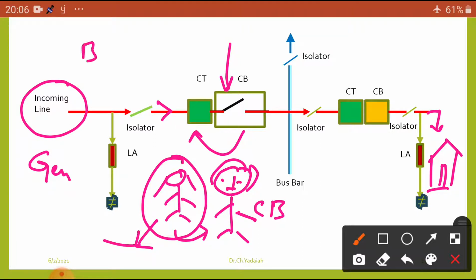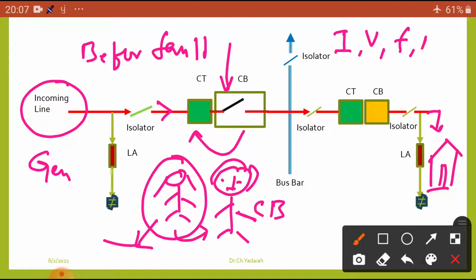Before a fault, what are our electrical characteristics? Dear students, what are the electrical characteristics? I want to know. Will you tell it? Yes. The electrical characteristics are, for example, current, voltage, frequency.